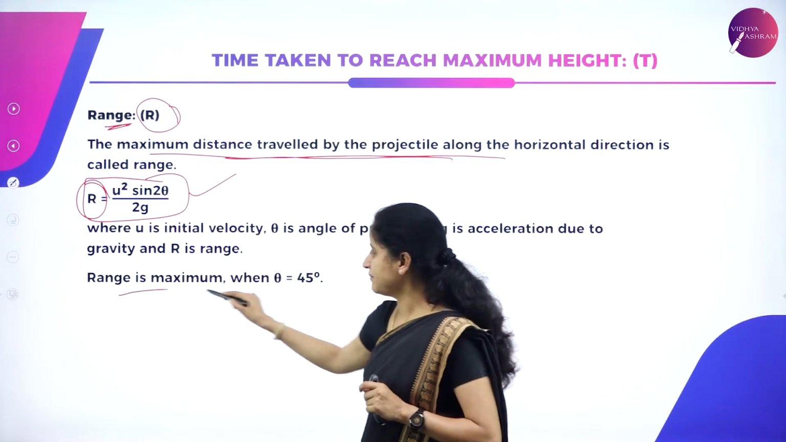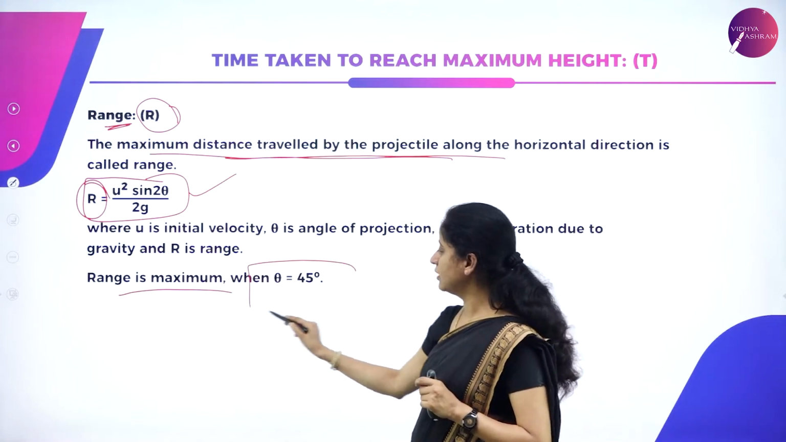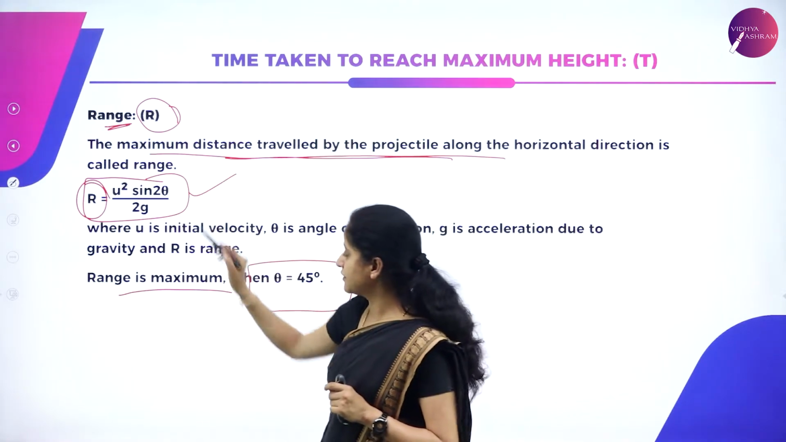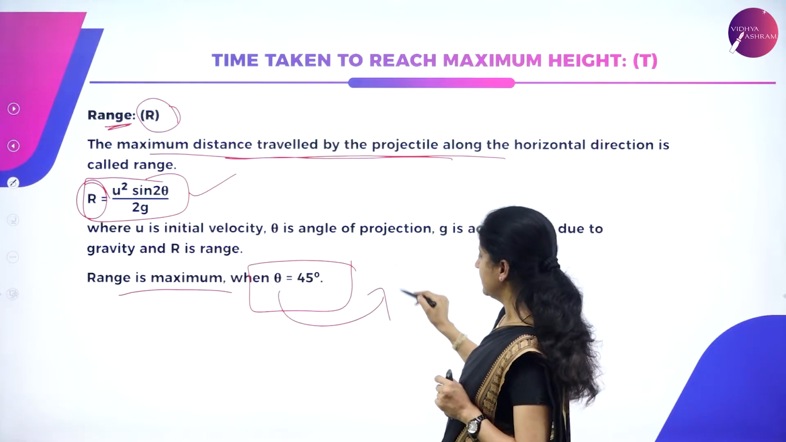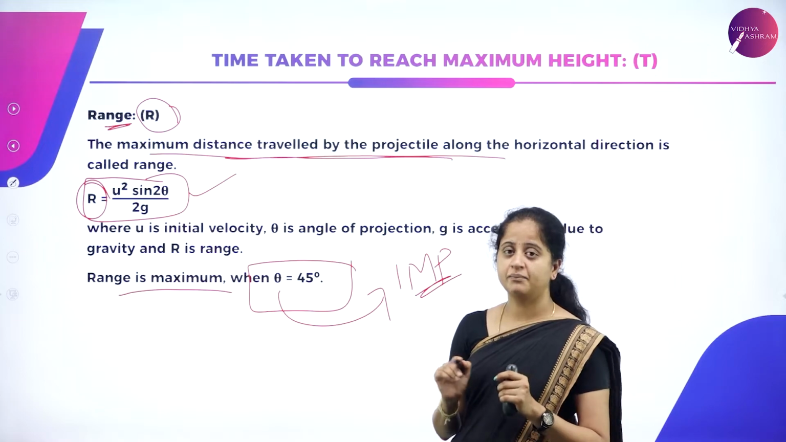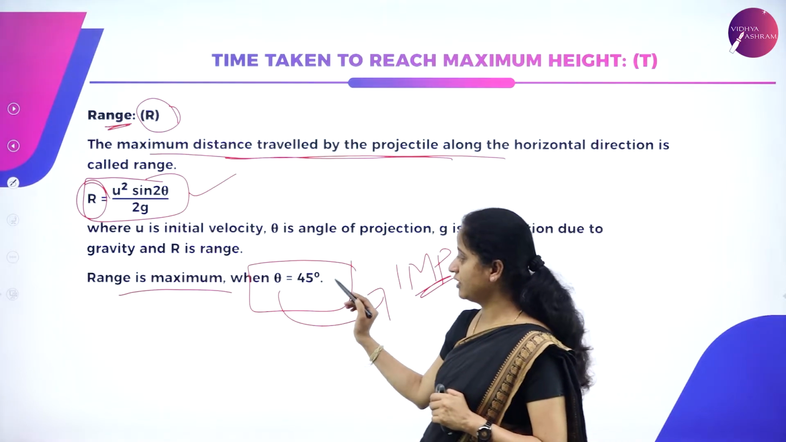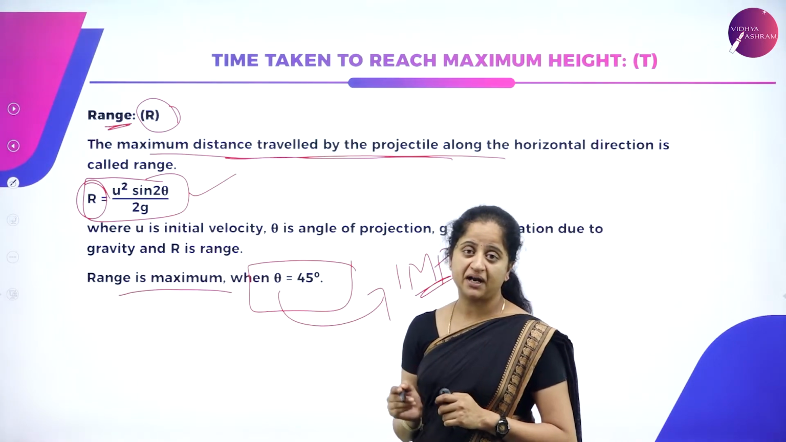The range is maximum when theta is equal to 45 degrees. When the angle of projection is 45 degrees, the range will be maximum. This is a very important point in competitive exams. When theta is 45 degrees, the range is maximum.